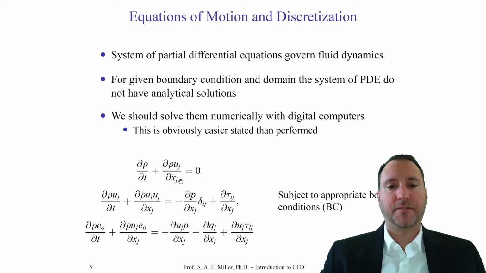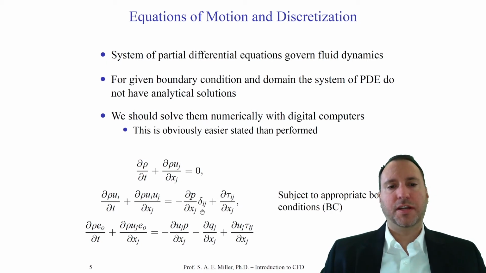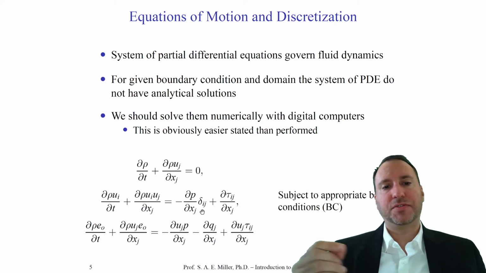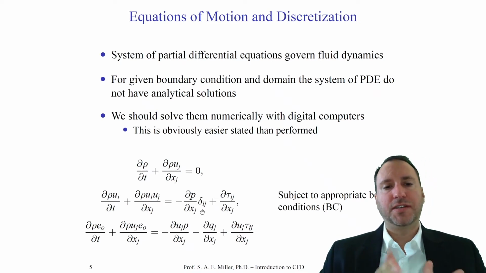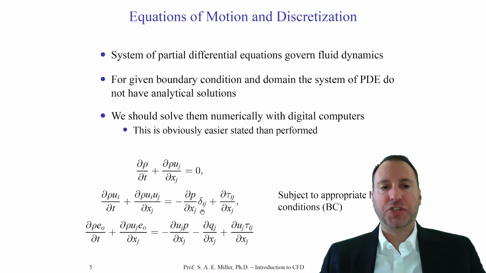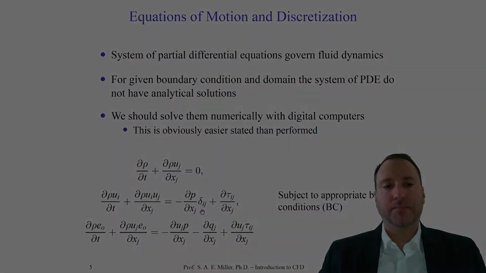Oh, and excuse me, I forgot to define this variable here, this delta sub ij. That's what we call the Kronecker delta function. And it's very simple. If i equals 1 and j equals 2, then it is 0. If i equals 1 and j equals 3, it is 0. If j equals 2 and i equals 1, it is 0. So the Kronecker delta function is 1 if i equals j, and 0 if i is not equal to j.